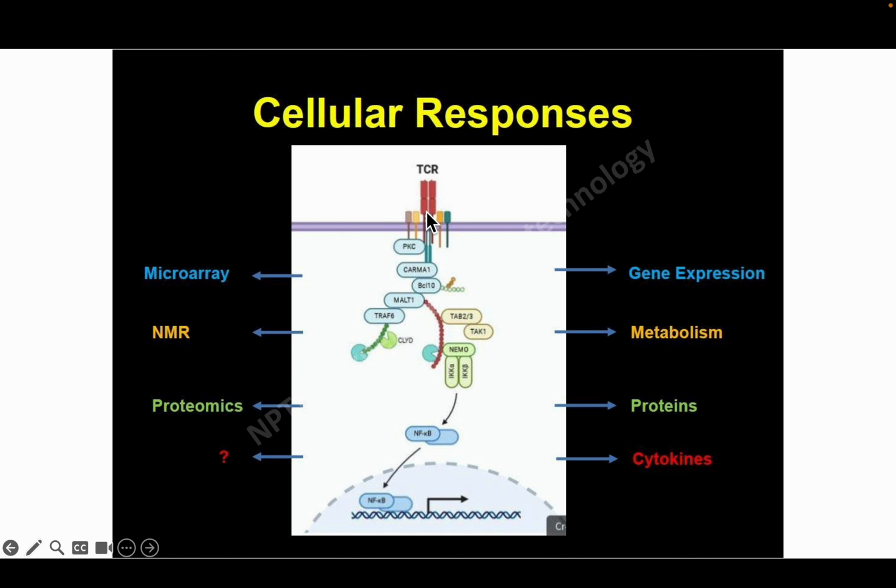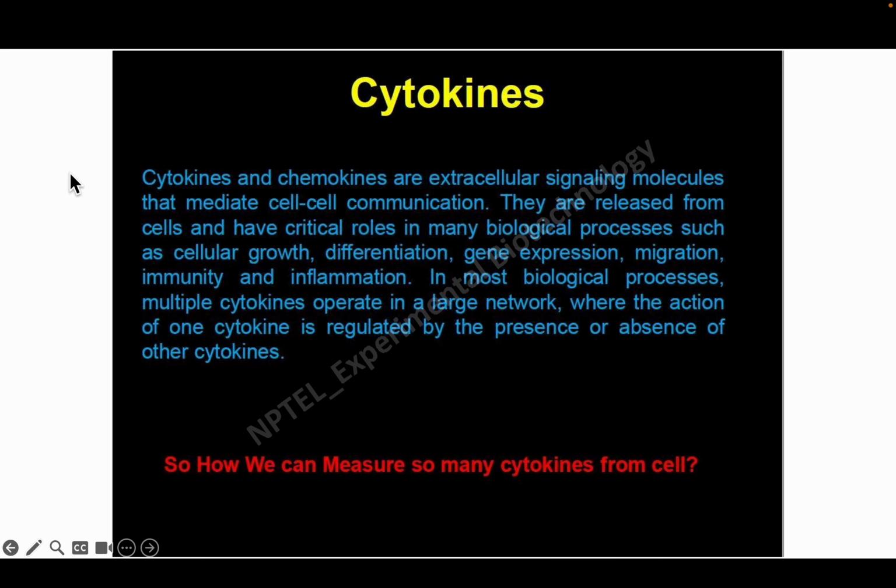It has some receptor, you can see TCR, and some adapter proteins are getting bound. Those are part of cellular signaling, or cell signaling. Those adapter proteins will induce other proteins, and then it induces gene expression through NF kappa B. So this is gene expression, metabolism. Some proteins are associated, cytokines. So what are the principles or experiments you can do to recognize them? Microarray, NMR, proteomics, and so on.